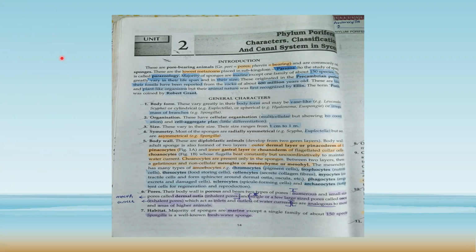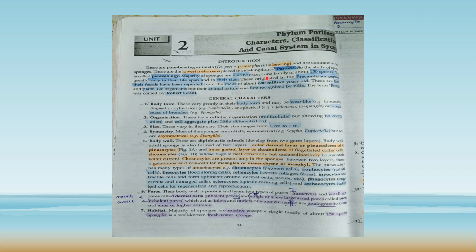Hello students, today we are going to start with phylum Porifera, its characters, classification and canal system in Syscon. So these are pore-bearing animals. Pores means holes, and ferine means bearing. So this is the bifurcation of the terminology, and they are commonly called sponges. As we all know, they are lower metazoans placed in subkingdom Parazoa, and the study of this is called parazoology.